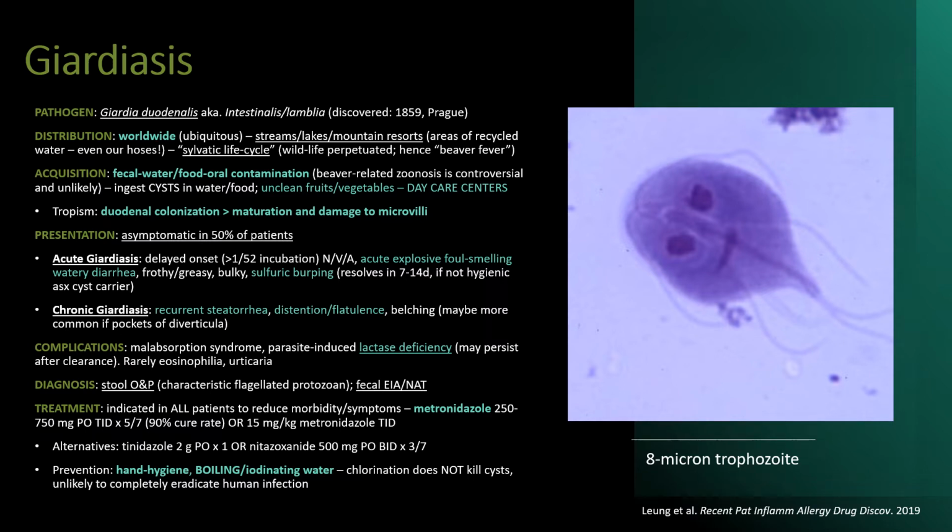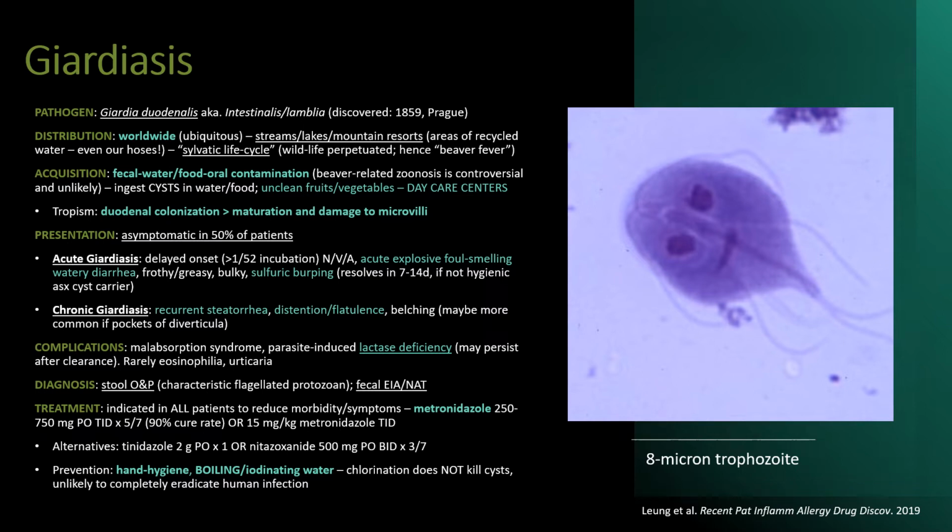Treatment is effective in most patients, 90% who receive cure with simply metronidazole at a dose of 250 mg PO TID for 5 days. However, the most important intervention is to prevent reinfection, which involves good hand hygiene as well as boiling or iodinating water supplies if they are likely infected, since Giardia cysts are resistant to chlorination.